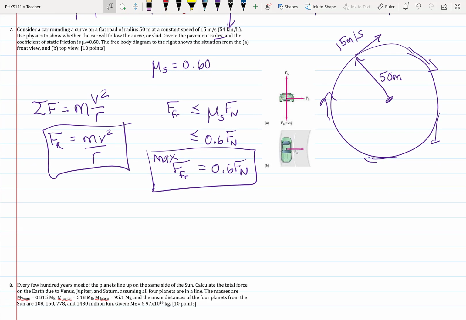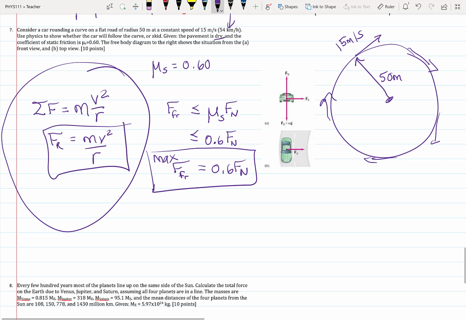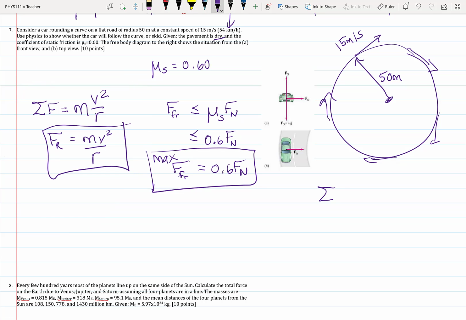Okay, we're stuck though, because how do we compare these two things? What do you think? Well, we've just looked at the sum of the forces in this radial direction. There's another direction, isn't there? The up and down direction as well. So let's sum the forces in the up and down direction. If I choose up as positive, then in the free body diagram, the sum of the forces is the normal force minus mg.